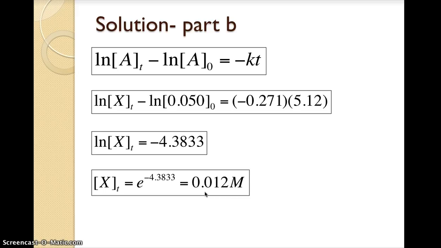If we pause to think about, does this make sense? We talked about an initial concentration of 0.05.